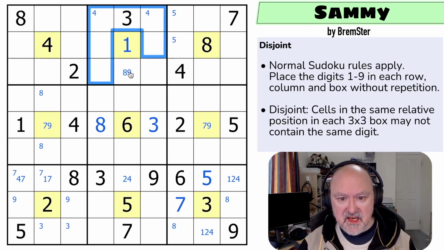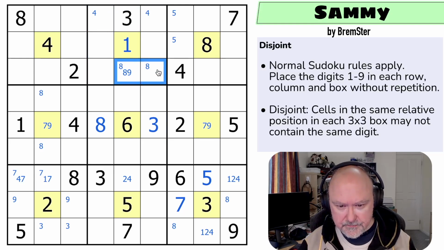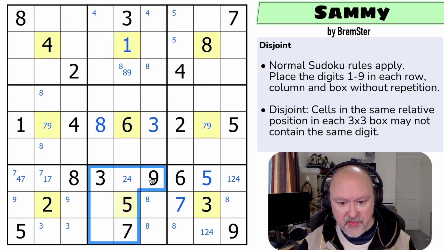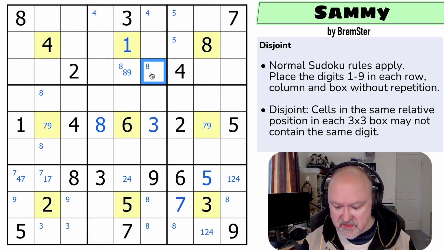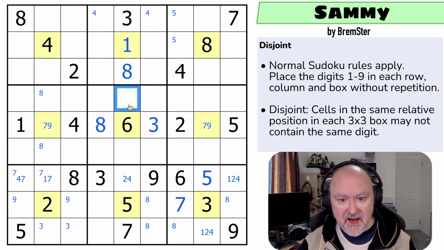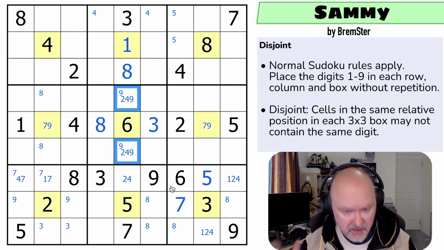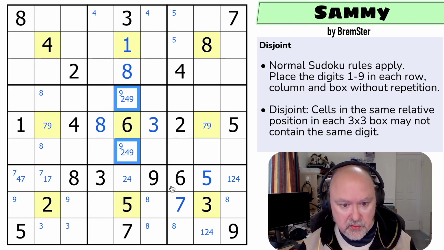8 is in one of those two now. And 8 is in one of those two because this 8 is seeing those and those can't be 8. So 8 is in one of those two. So that's not the 8, that's the 8. And there must be a 9 in one of these. These are 2, 4, 9 and 9 must be in one of those two. Okay, that's some progress. Can I do more with 8s?